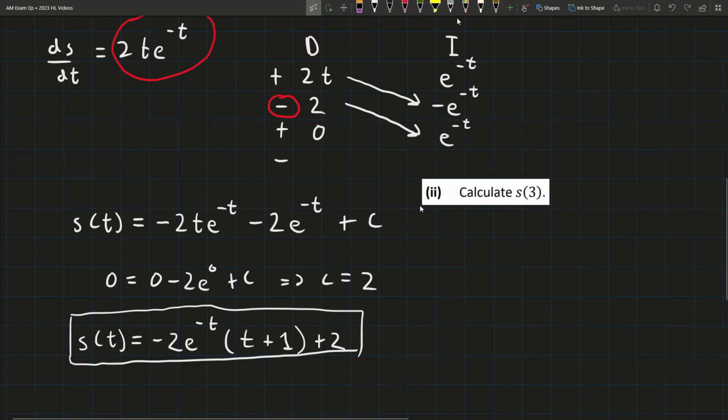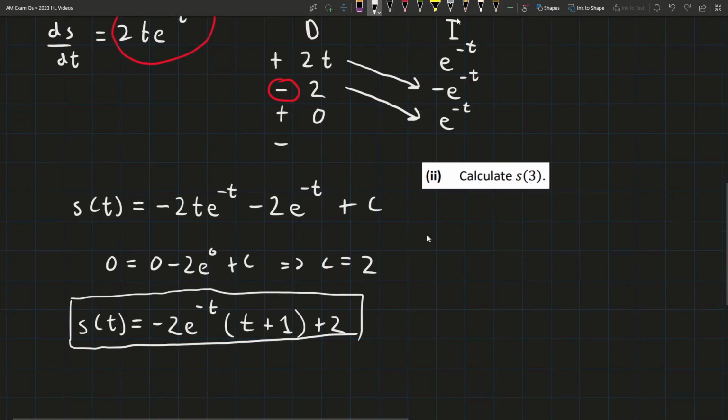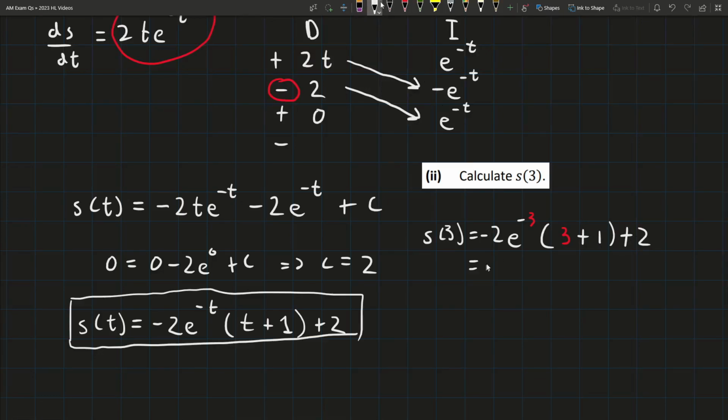So now in the final part of this question, it asks us to calculate s of 3, which is easy enough. We just replace all of the t's with a 3. So s of 3 equals minus 2 e to the minus 3, because we're replacing those t's with 3's, and then multiplied by 3 plus 1. Then we're just adding the 2 at the end, and that'll give you an answer of about 1.602 to 3 decimal places, just because I usually do 3 decimal places.